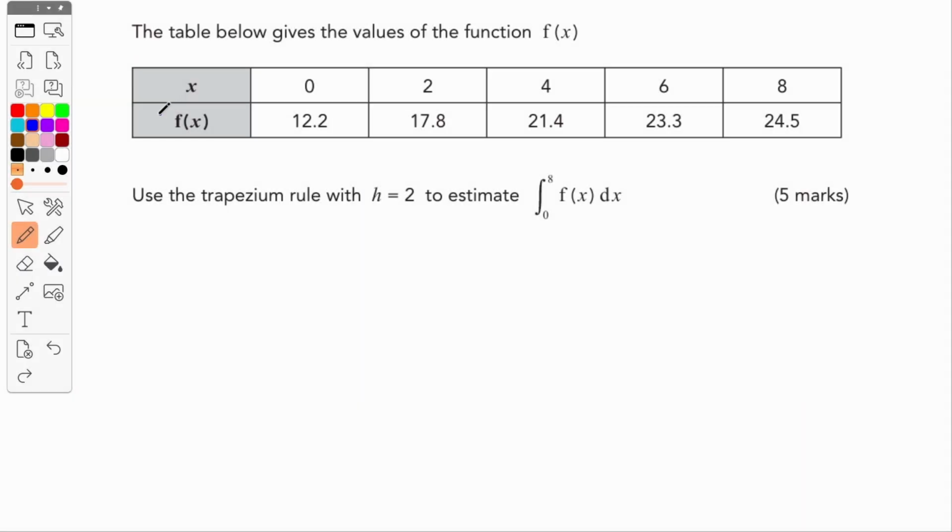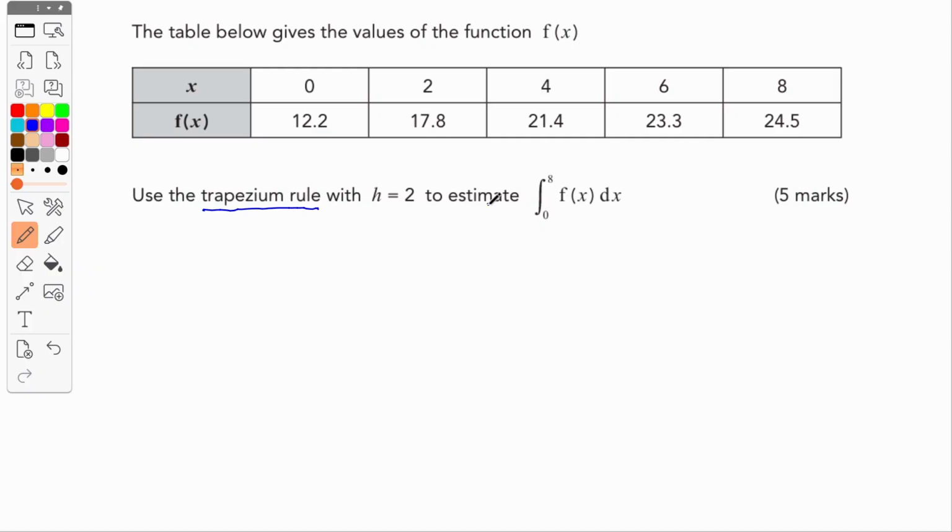Next one. Here the table below gives the values of the function f of x, okay? Here we need to use what? The trapezium rule to estimate the integral of this function from 0 to 8. This is 0, okay, and this is 8, starting from 0 to 8. And you know this is y0, this is y1, y2, yn minus 1, and this is yn. You know the trapezium rule, and that rule will be given in the formula sheet.